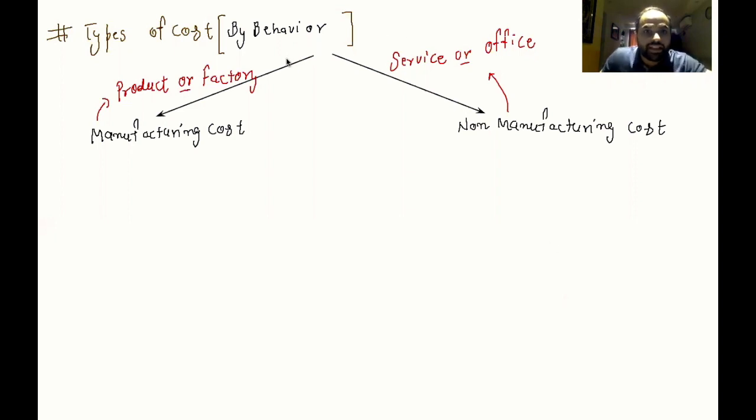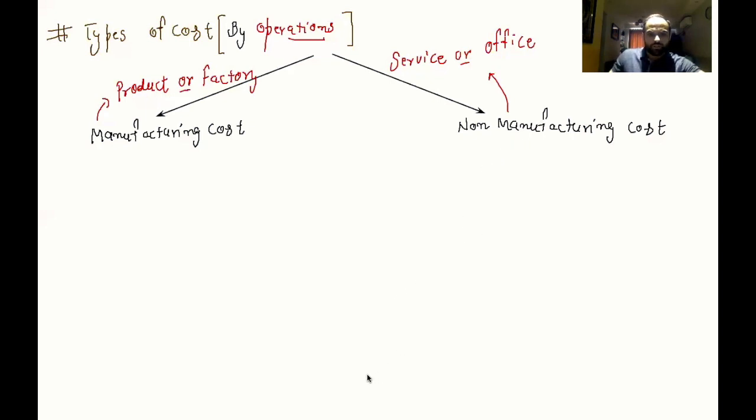Oh, sorry, yes, it's by operation. I misunderstood, sorry. Yes, thank you. It's by operations. Okay, so manufacturing cost and non-manufacturing cost.